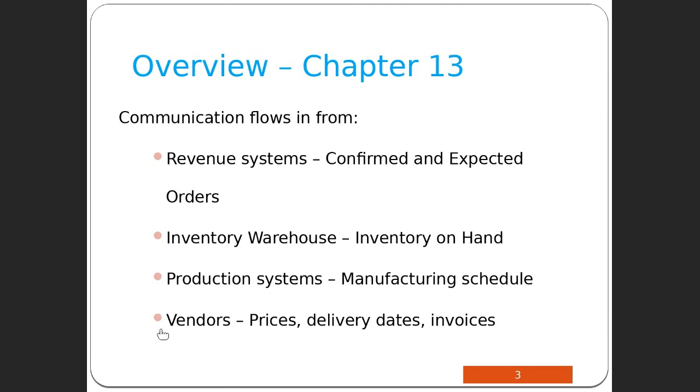And the last is vendors or suppliers. The word vendor is another word for suppliers. The expenditure cycle needs to know from the vendors the prices that they're offering, the delivery dates when they can deliver the goods, and the invoices, the bills after they have purchased the goods. So the vendors provide the expenditure cycle with this information. These are communications or information that is coming to the expenditure cycle from these other places.